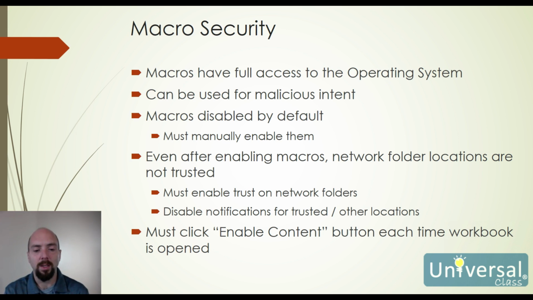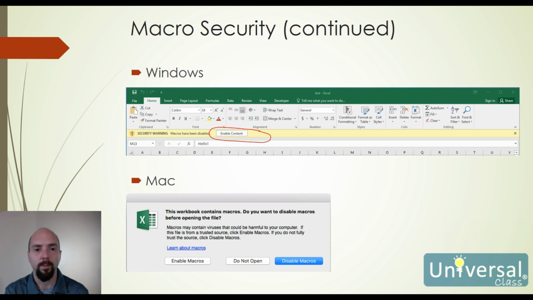Otherwise, the user has to click the Enable Content button each time they want to run a workbook. The Enable Content button on Windows looks a little bit different than it does on a Mac. On Windows, you get this little toolbar at the top, and it just simply says Enable Content. The user has to click this. It reloads the workbook, and it enables all of the macros.